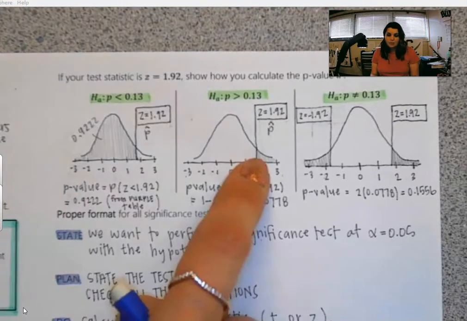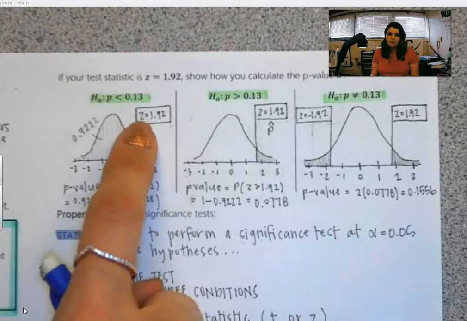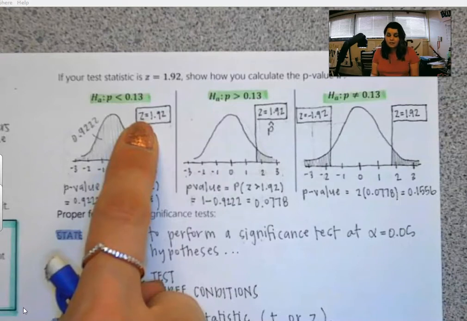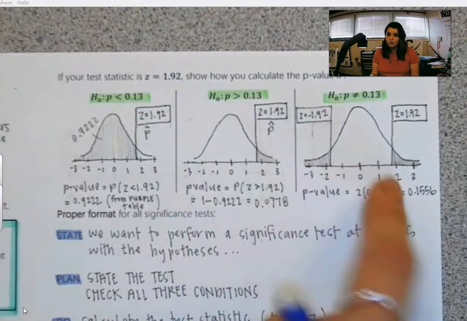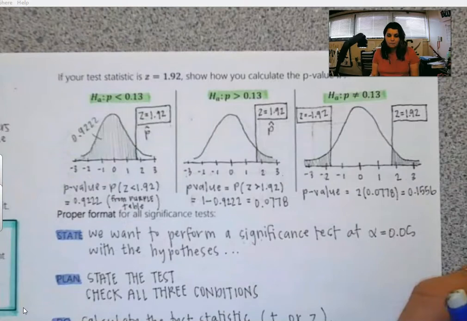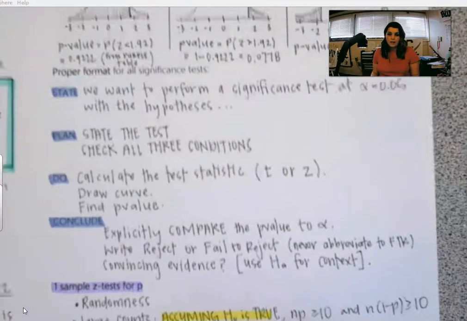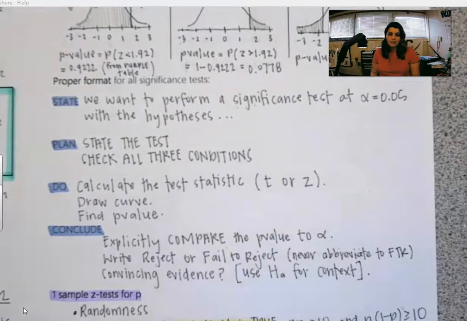Notice that the area that's shaded matches the symbol on your alternative hypothesis. The t-table is the same. You would draw it exactly the same, except for having a z there, you would have a t. So if you did this for a t statistic, you draw your picture exactly the same. Proper format for any significance test is your state, plan, do, conclude.